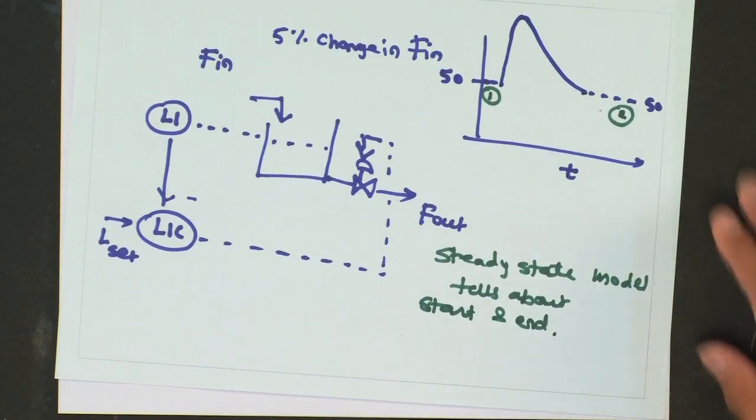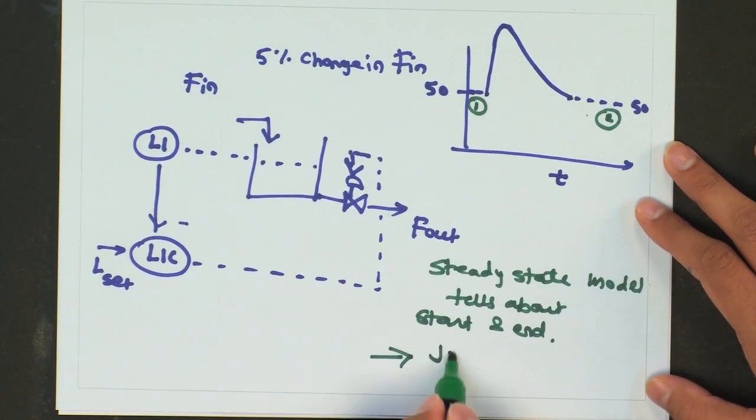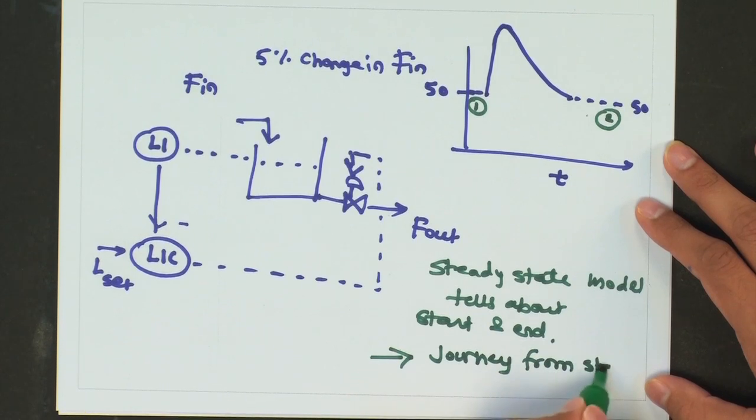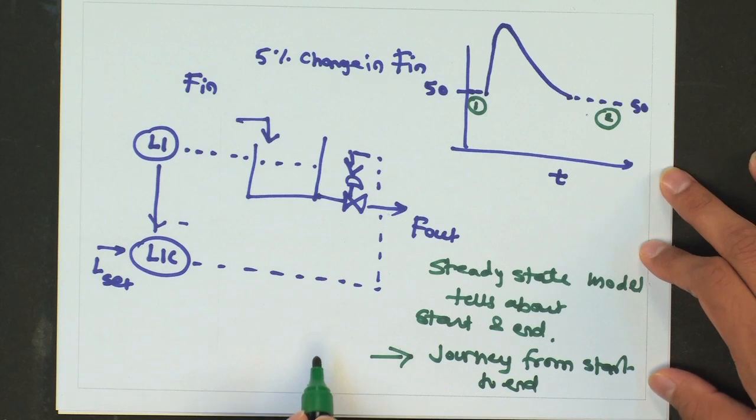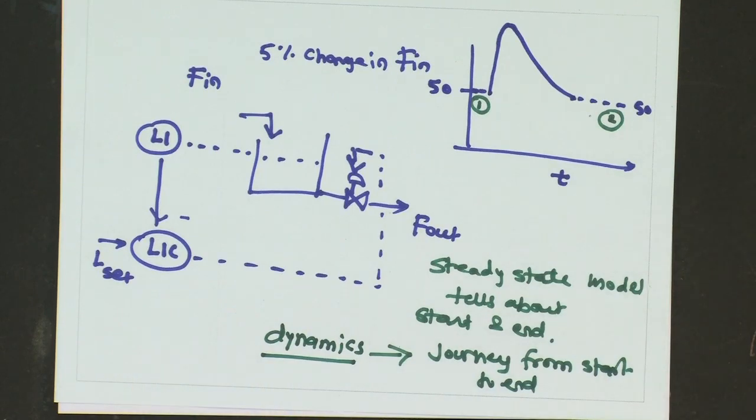It does not tell me about the journey from start to end. That is given by the dynamics of the system, or the dynamic model of the system. And why is that important?